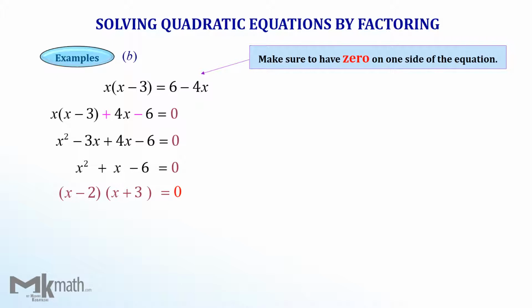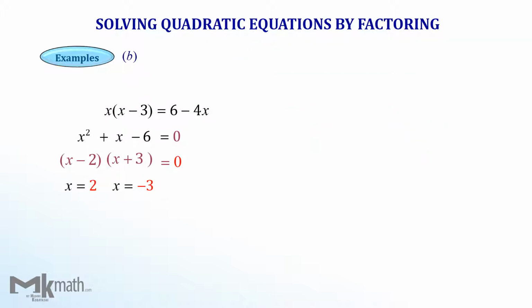Let's set each factor to be 0. From the left factor, we get x minus 2 equals 0, which gives us x equals 2. Solving the right factor by moving 3 to the right to get x equals minus 3. Now we have two solutions. Let's check the solutions again.